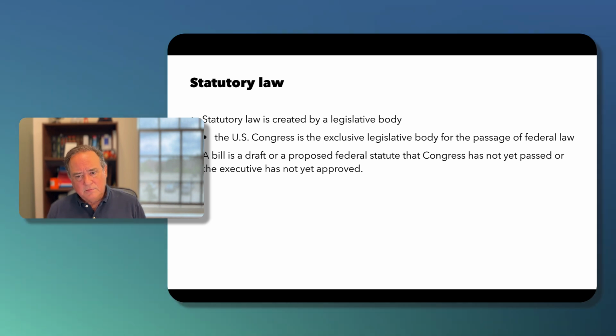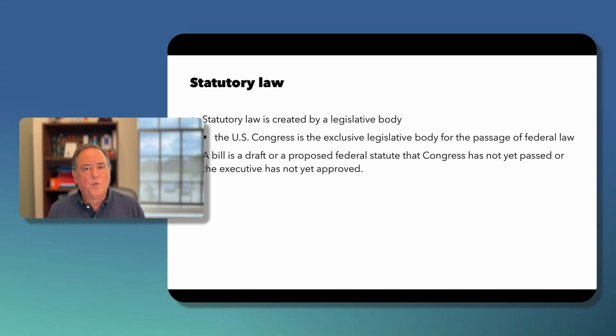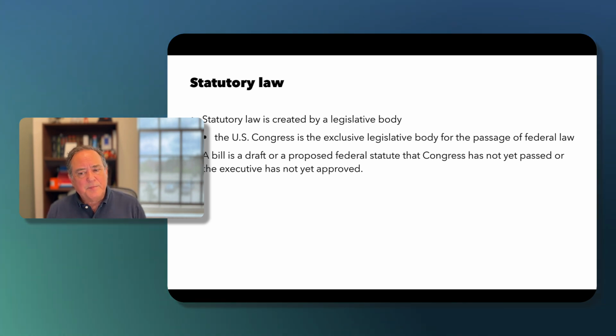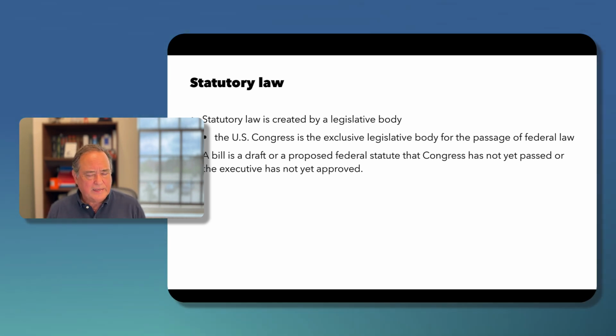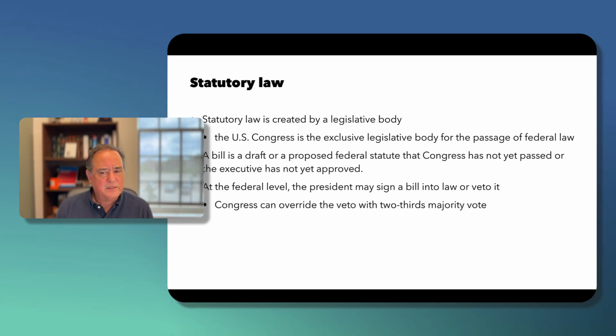A bill is a draft of a proposed federal statute. A bill is a first cut at what a law should be. A bill is a law that has not been passed or has not yet gone into effect. At the federal level, the president can sign a bill into law or veto it, and Congress can then override the veto with a 2/3 majority vote. These are basics from your civics class, and so hopefully you remember this a bit.